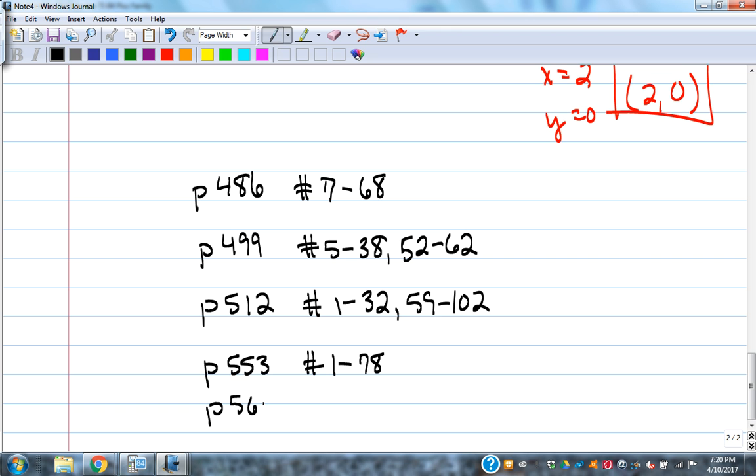Page 565. Just pick some of those problems. Now, here's what else I'm doing. Labs. The labs that go along with these, I'm handing to you tonight as the work that you need to do.